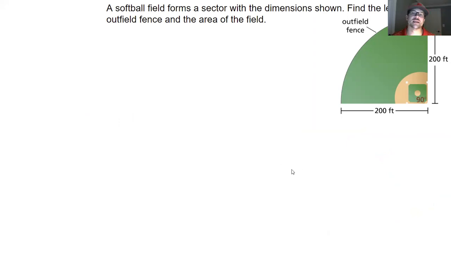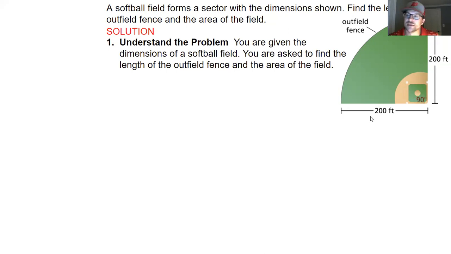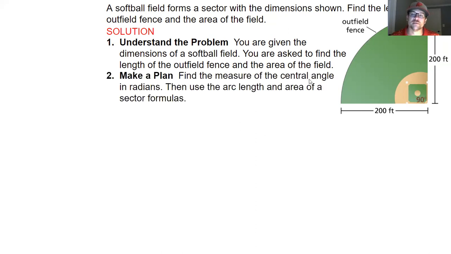So a softball field has a sector of a circle as its field with specific dimensions that make up its radii of 200 feet, and you have the length of the outfield fence, 90 degrees at this corner. So the question is, we need to find the length of the outfield fence given these pieces of information. So you know the dimensions, you know that it's 90 degrees for its sector, for its angle, and you know that each radius is 200 feet. So we need to find the measure of the central angle in radians, and then use the arc length and area of the sector formulas.